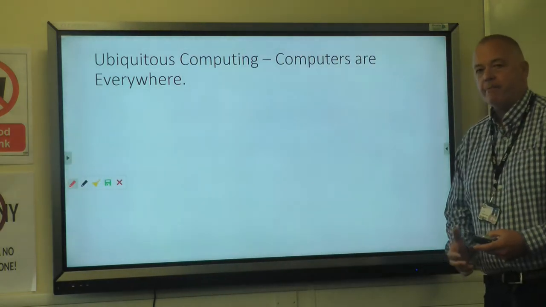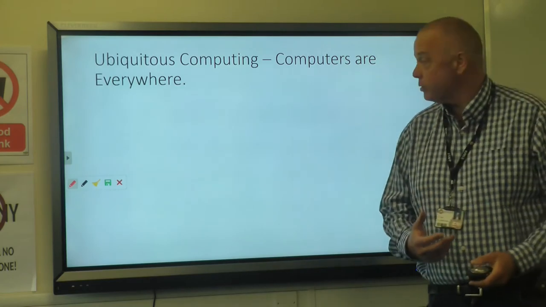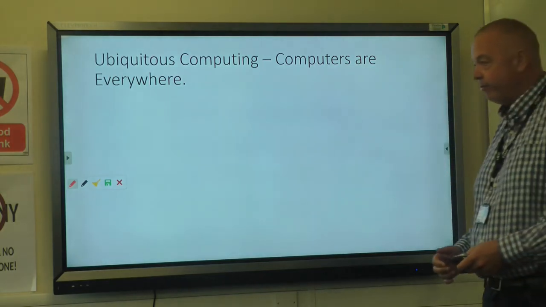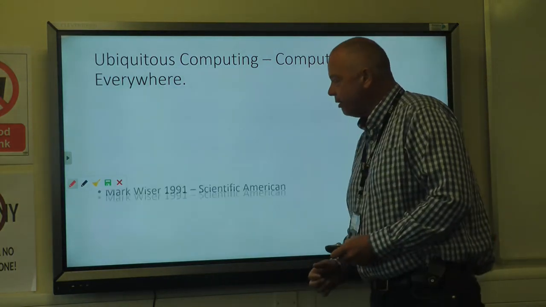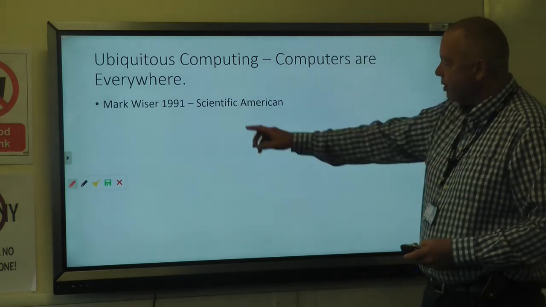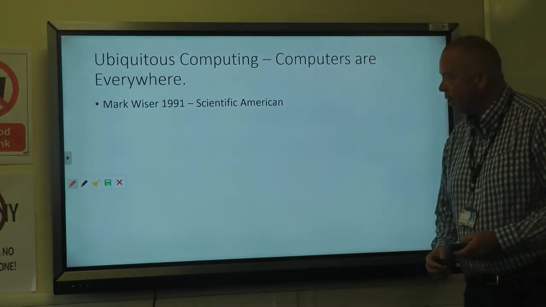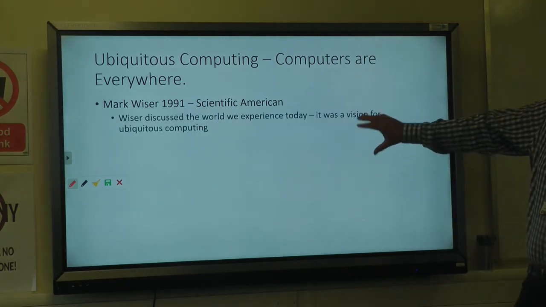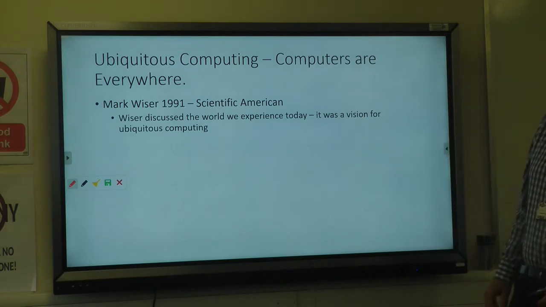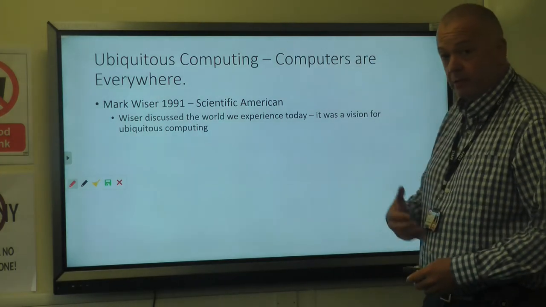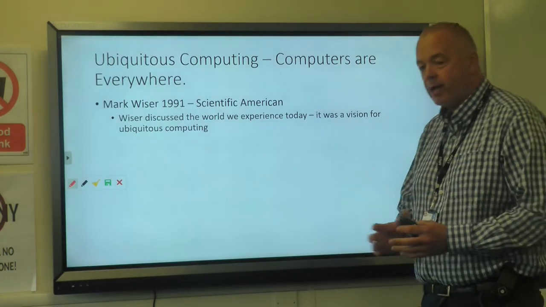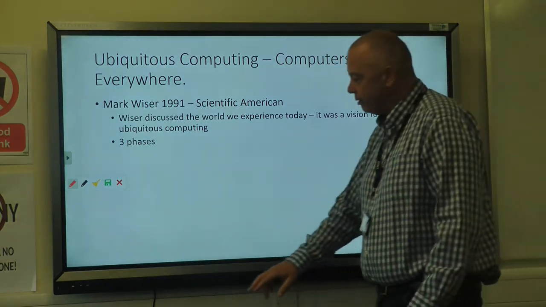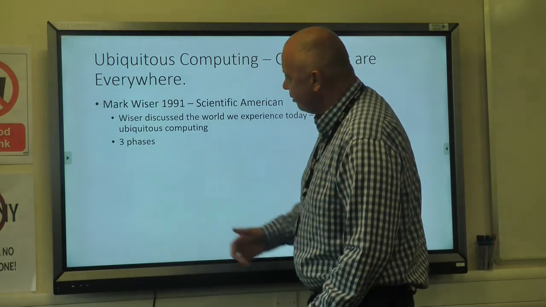We'll talk to you a little bit about computing and why computer science is so important. Computers are everywhere. Now, it's ubiquitous, if you're familiar with that word. It means that they're found in all sorts of places. A chap called Mark Weiser in 1991, in a magazine called Scientific American, he discussed the world we experience today. In 1991 he was saying that we're heading towards ubiquitous computing, we're heading towards computers in everything. And he said there were three phases.